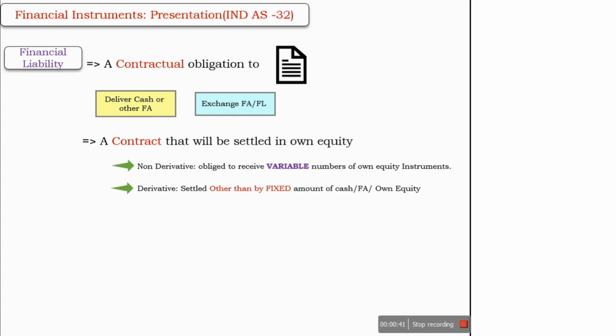Similar to financial assets, in the case of financial liabilities also, deferred revenue or warranty obligations are not financial liabilities because the outflow of economic benefit associated with them is the delivery of goods and services rather than a contractual obligation to pay cash or another financial asset. So because of this reason, these two will not be classified as a financial liability.